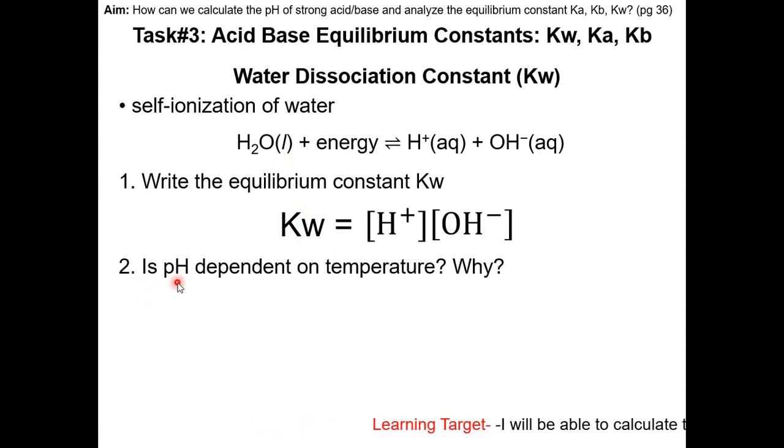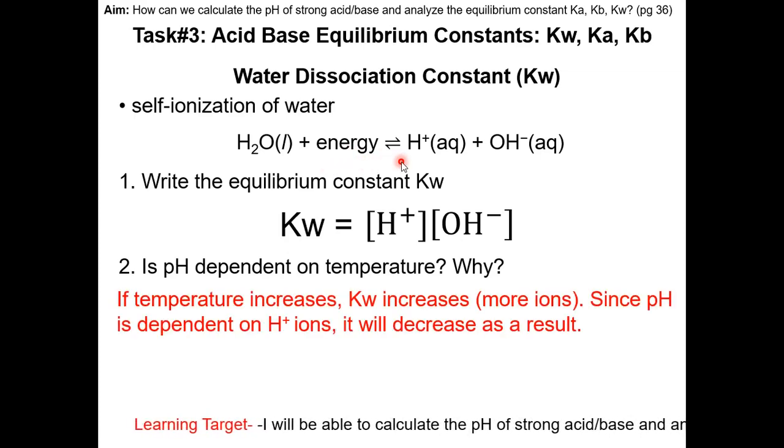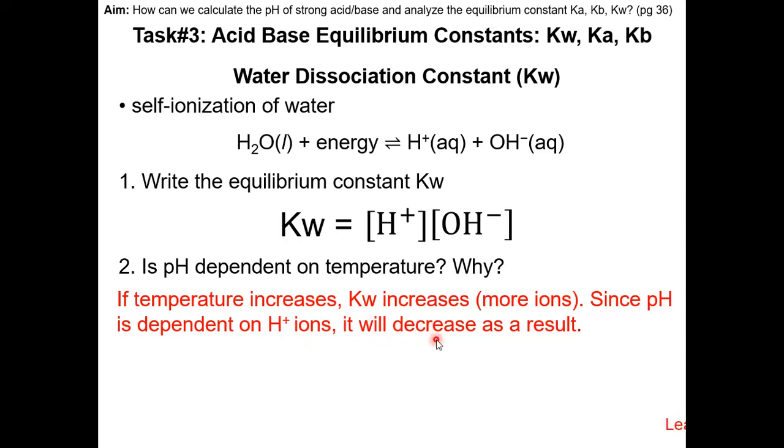Question 2. Is pH dependent on temperature? The answer is yes. With a higher temperature, there is more energy in the system. Therefore, the equilibrium will shift to the right. Since equilibrium shifts to the right when temperature increases, Kw will increase because there will be more ions. And since pH is dependent on hydrogen ion concentration, it would decrease as a result.